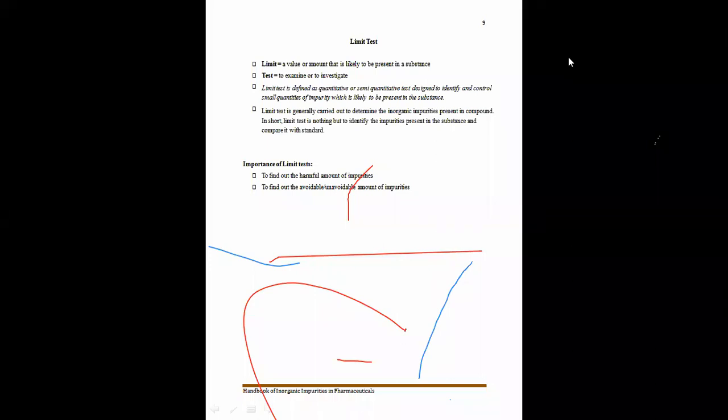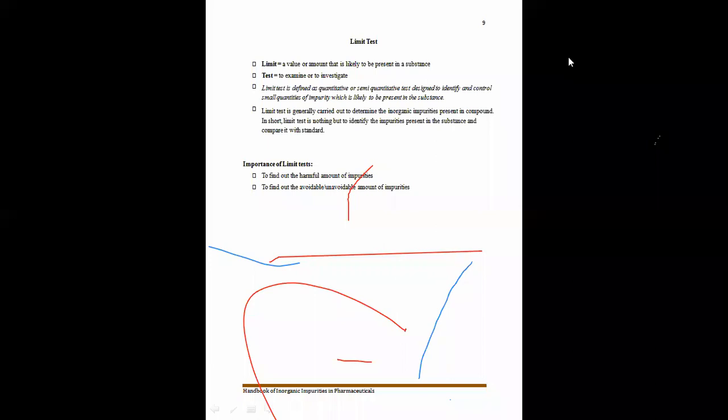If they go beyond that, then they are problematic to us as well as to the drug molecule. This limit is checked by using some test. So this total procedure is known as limit test. So what will be the definition of limit test? Very important definition, very important definition.